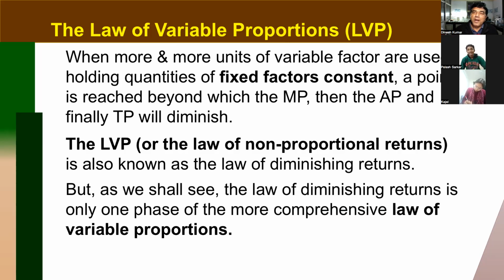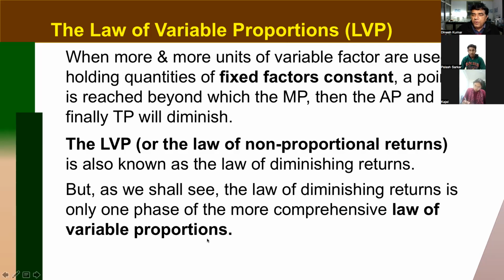You have to go to Lucknow first, and initially your speed will be fast, then it can slow down, and then after a certain point of time, you will not be able to move further. The speed can be negative. So this is how LVP works, and I'll explain it again in a later part, then you will get more clarity about the law of variable proportion or LVP.